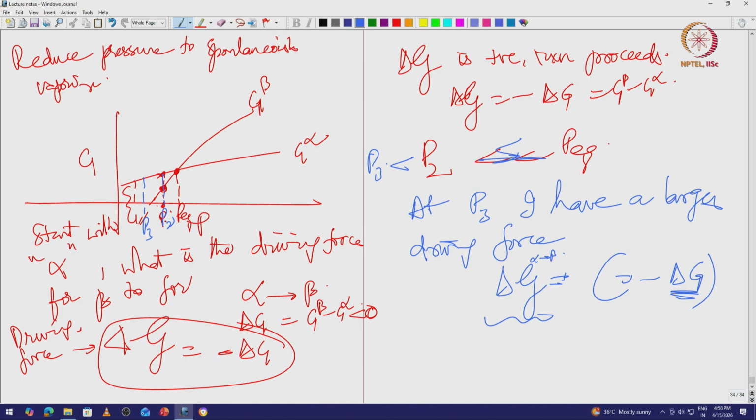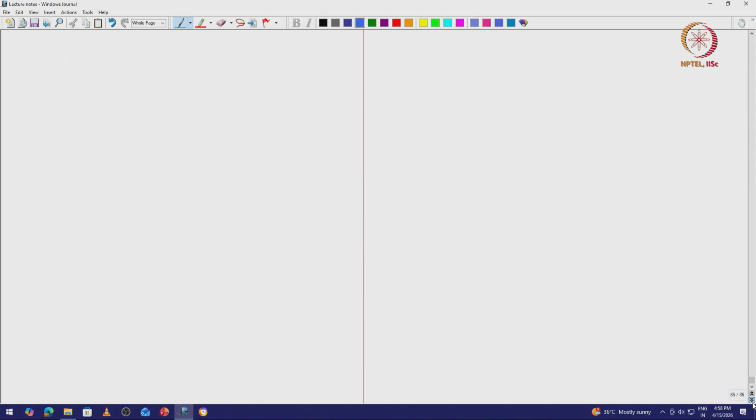So, the kinetics comes into play when I have a driving force, right. So, if delta g is a large positive number, the reaction occurs much faster, right. Now, at equilibrium delta g is 0.